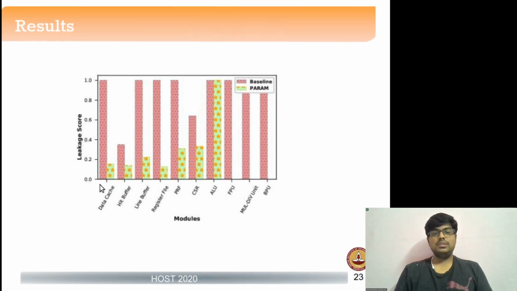So in this plot, as we see here, the leakage in the baseline processor is quite high in the memory modules as well as the unexpected modules. On the other hand, for all the memory modules, after applying mitigation techniques in PARAM, it is much lower than 0.3. Only the ALU module still has the same amount of leakage, and all these unexpected modules have been totally freed from power side channel leakages.